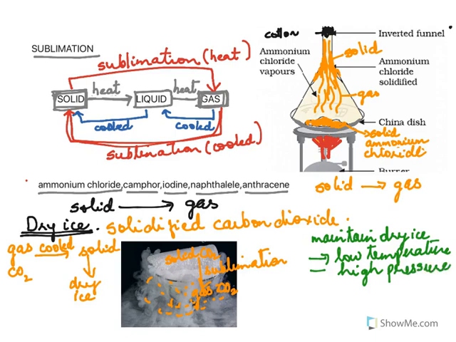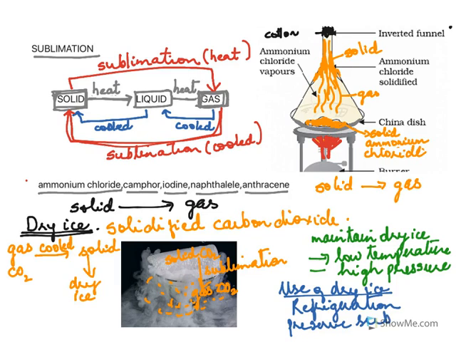And the use of dry ice is refrigeration. It is very good to refrigerate or to preserve substances, maybe fruits, vegetables. An advantage of dry ice is that since it turns from a solid directly into a gas, it does not wet the substance. The substance doesn't come across liquid.